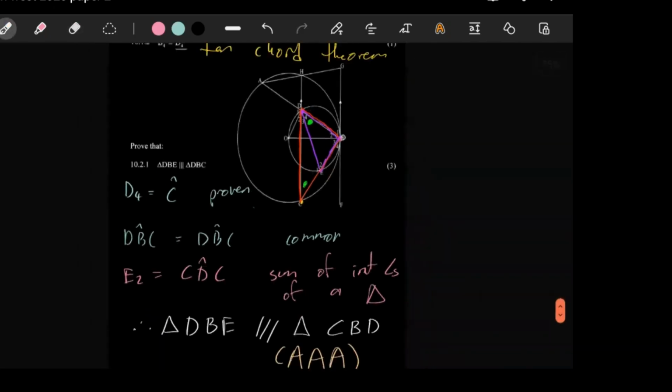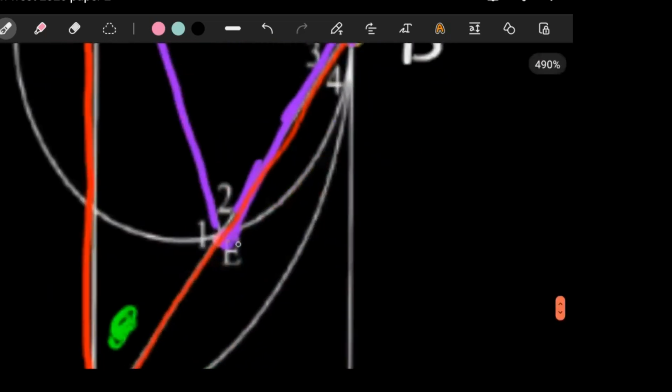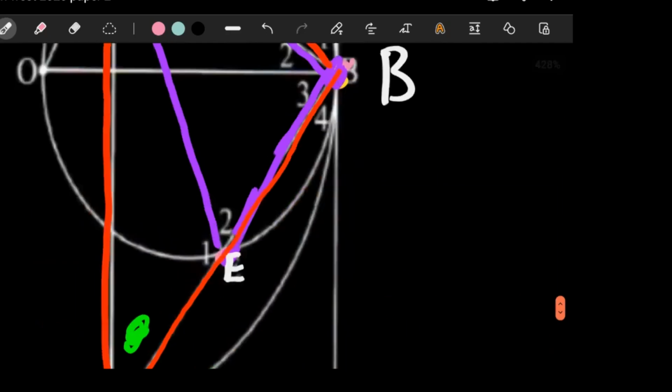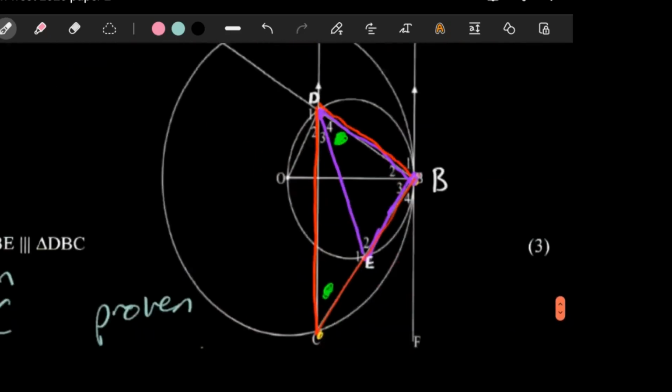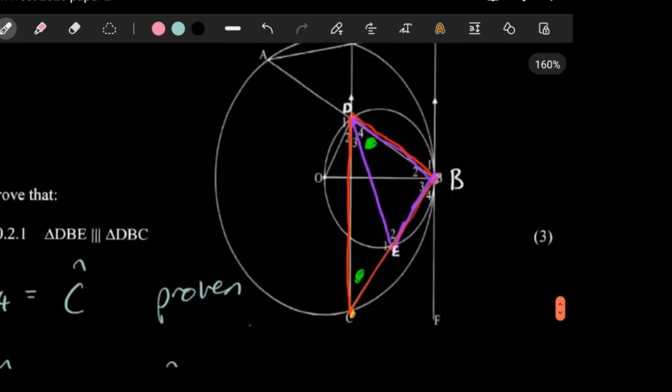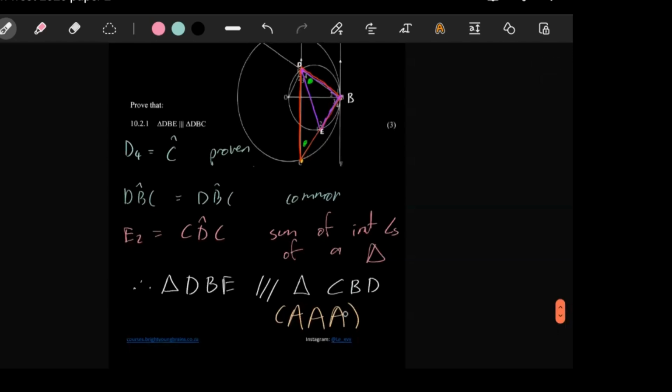DBE. Let me just highlight the B here. And then also the E, because those are a bit overshadowed. So there's a B there, and there's a D over there. So the purple triangle, we've named it DBE. And then the big one, we have named it CBD. Okay, those match. That's all good. It's all nice and dandy. That's just out of 3, right?